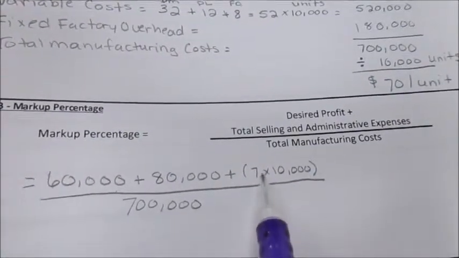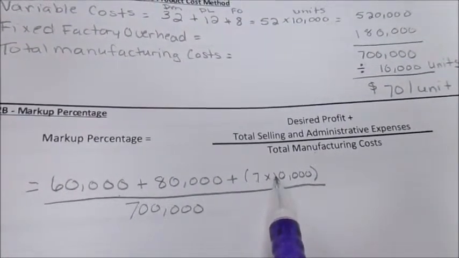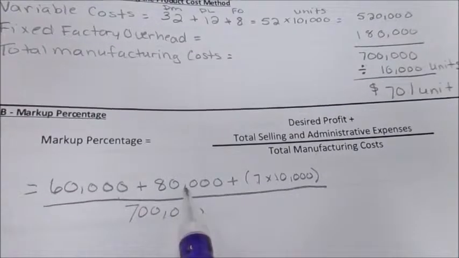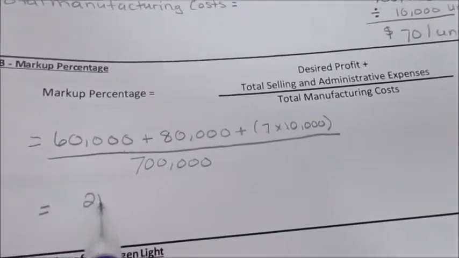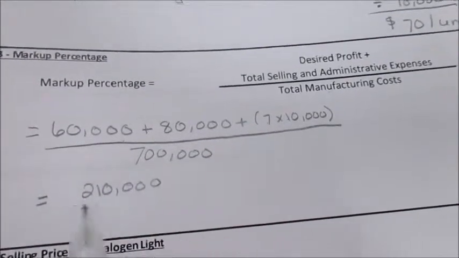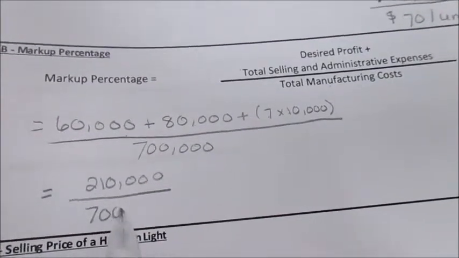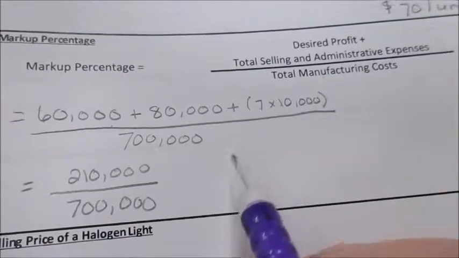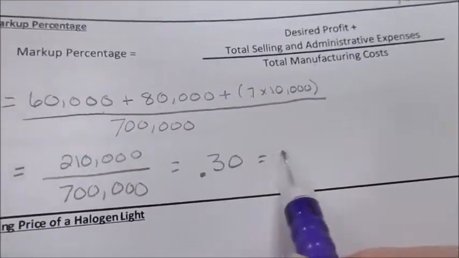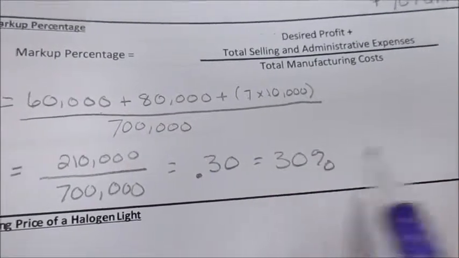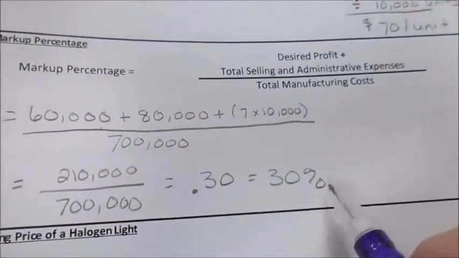When I multiply this out, I'm going to get 70,000. So 60,000 plus 80,000 plus 70,000 is going to give me $210,000. Divide that by our 700,000, and we get 0.30, which is the same as 30%. So 30% is what our markup is.